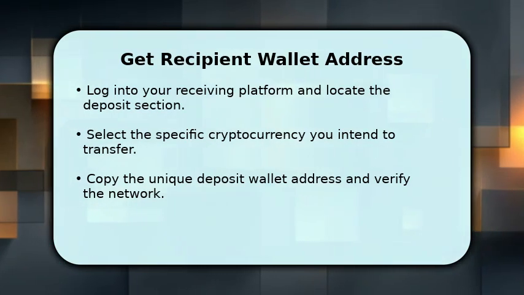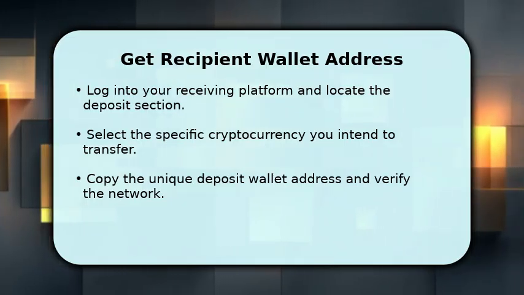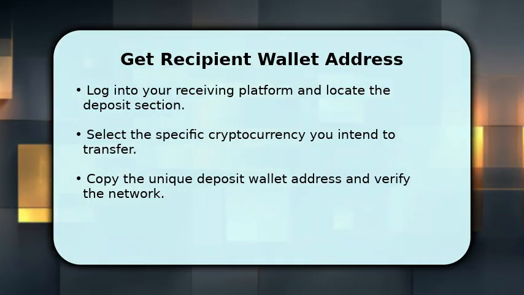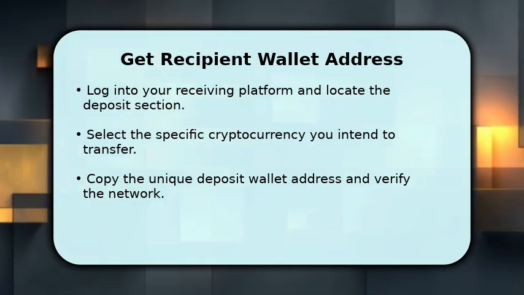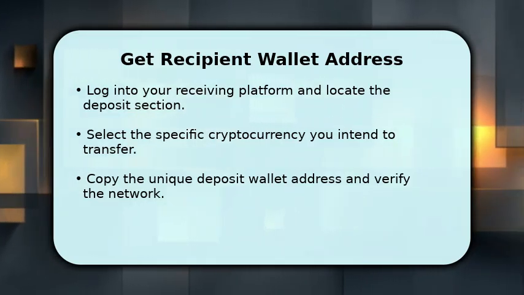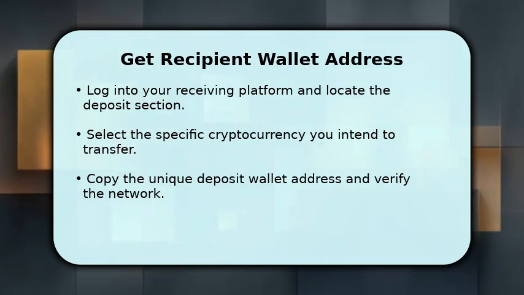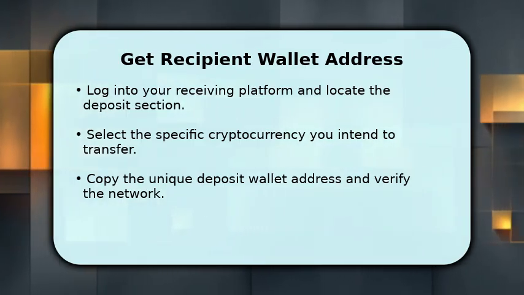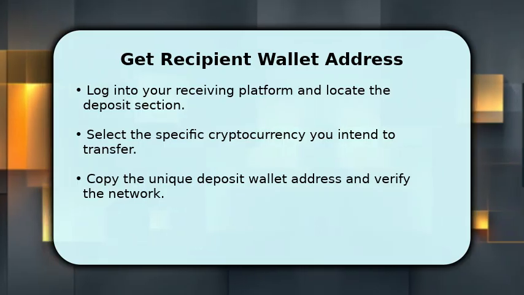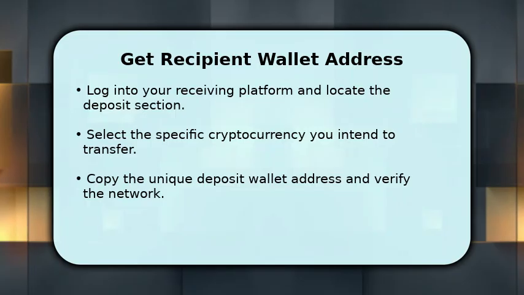First, you need to obtain the correct deposit address from the platform where you want to send your crypto. Log into that platform and navigate to its deposit or recharge section. Choose the exact cryptocurrency you plan to send, like Lssc or Bitcoin. The platform will then provide a unique wallet address and specify the network, such as Polygon or TRC20. Carefully copy this address. It is essential for a successful transfer.